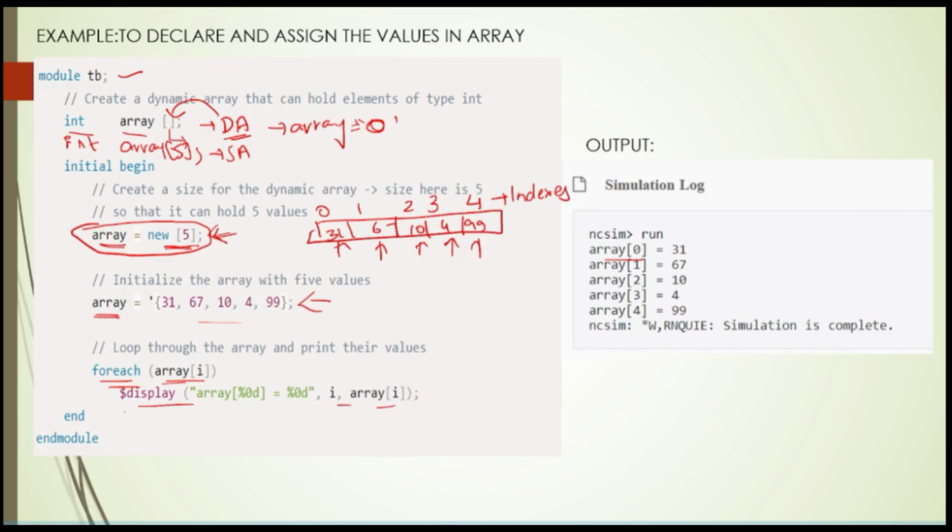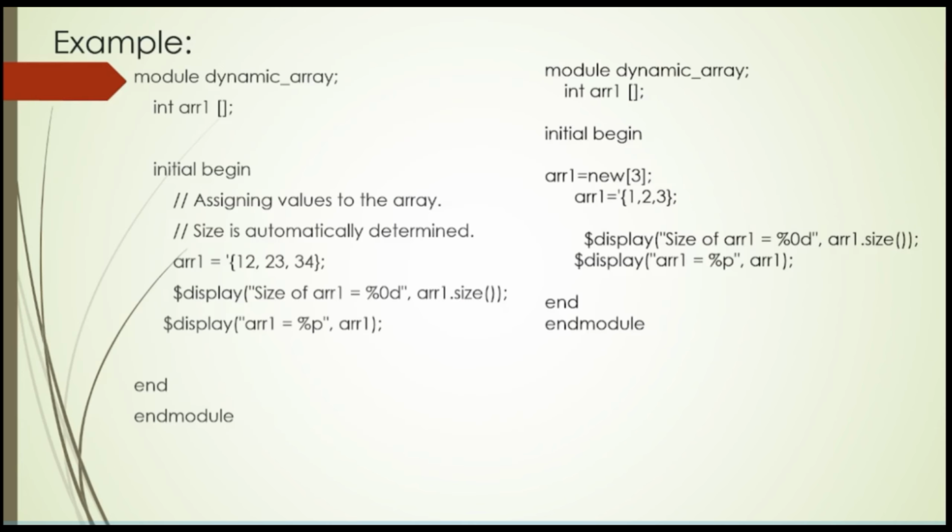Okay, basically this is how you will be writing the code. This code can also be written in many ways. Okay, this is another way of writing the code here. If you see here, module dynamic array, int array of 1. Okay, so this is my array, right? Initial begin, and then for this array, instead of creating it with new, I have just assigned the values. Okay, you can do this.